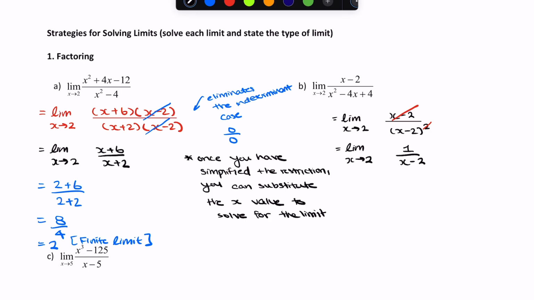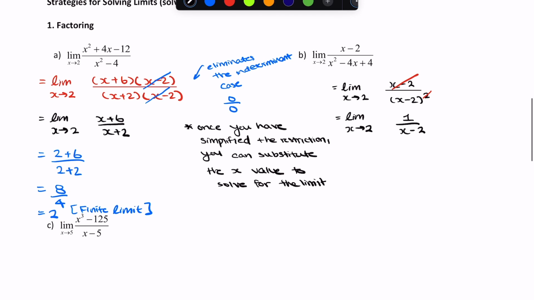And so if we sub in the value of 2, let's move this down here. If we sub in the value of 2, we get 1 over 2 minus 2, which is equal to 1 over 0. So here we clearly can't have 1 over 0, but what is actually happening here?